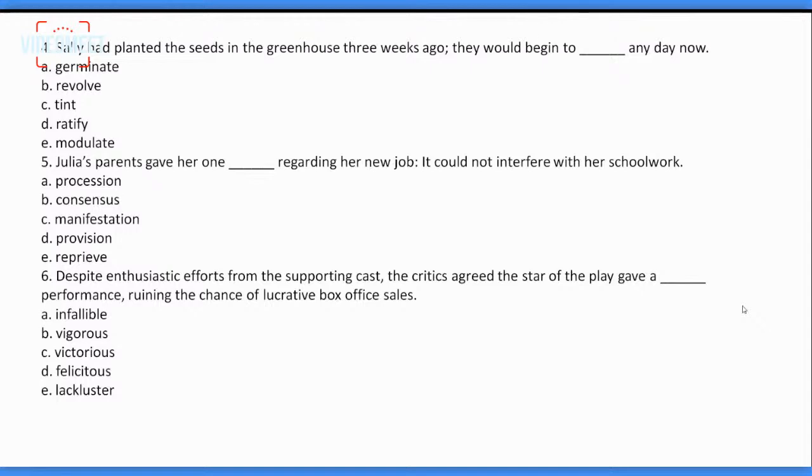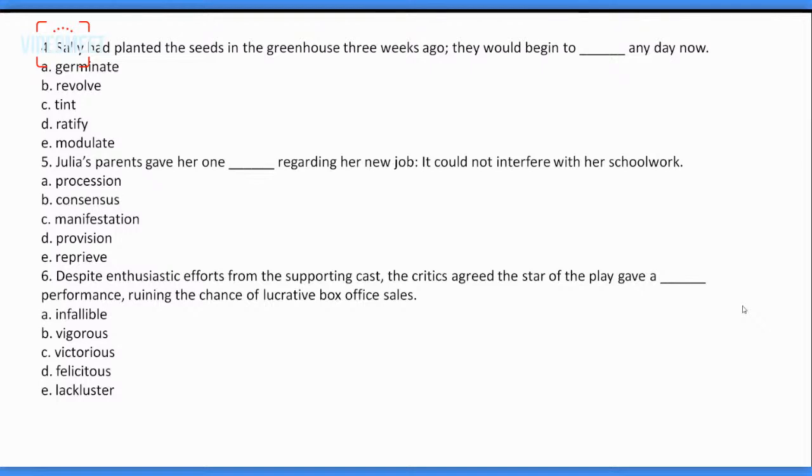Now manifestation would not be the right word to look for, and provision means a backup of supplies. So I think that is the kind of word we're looking for. Julia's parents gave her one provision regarding her new job. So it's a kind of backup that they gave her, or maybe a kind of support, or maybe a kind of bag of supplies, stock of supplies that they gave her regarding a new job. A rule to follow, a thing to keep in mind, that it could not interfere with her schoolwork.